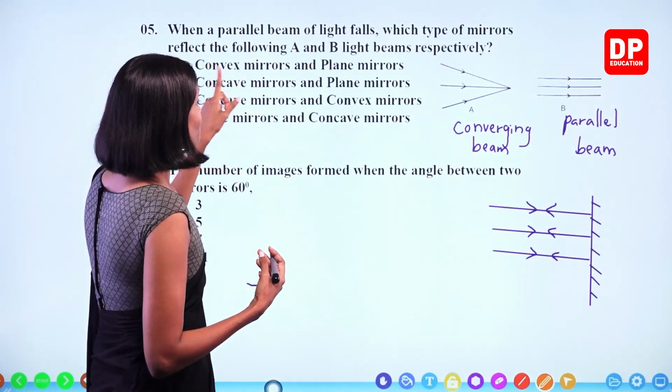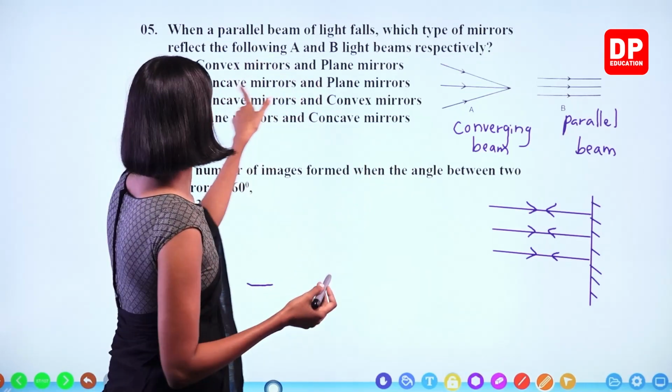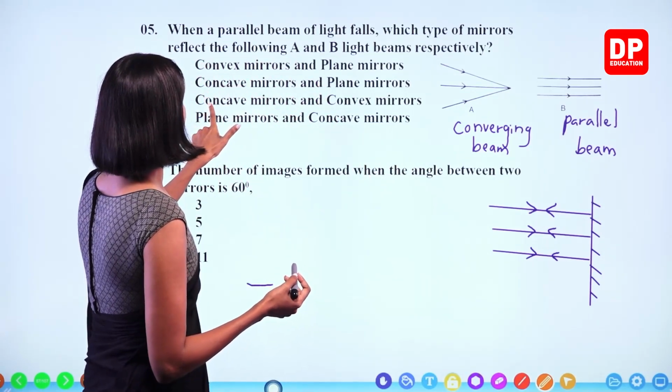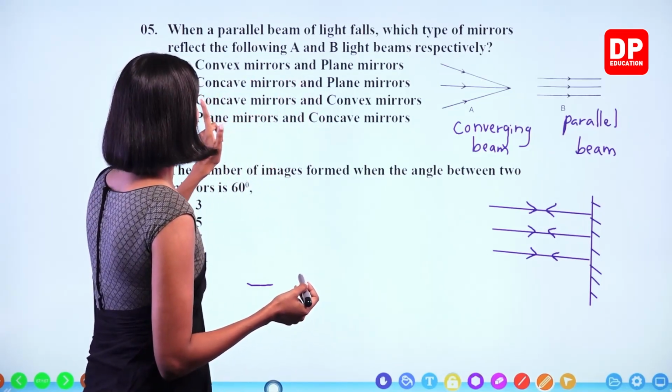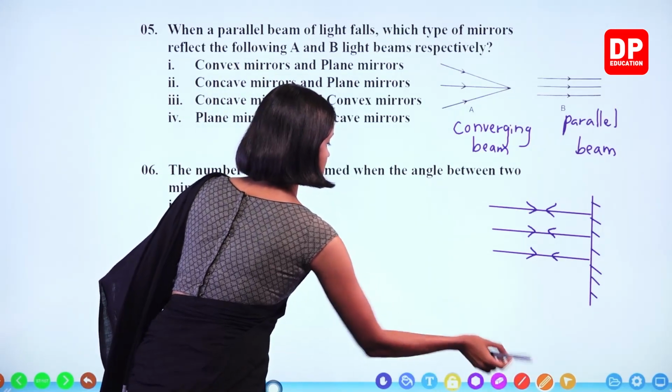Okay? So the first one should be concave mirror. Second one should be plane mirror. Answer number 2. Here convex and plane? No. Here concave and convex? No. Plane mirrors and concave? No. Answer number 2 is the answer.